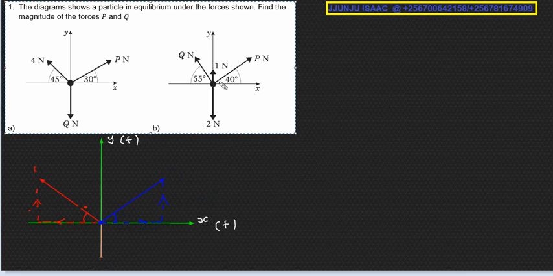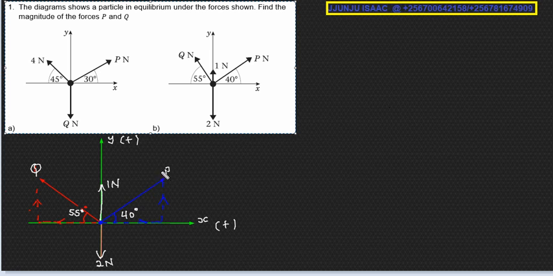Okay, now when you look at this diagram, we have a force of 1 Newton acting upward there. It is purely vertical. We have a force of 2 Newtons. We have this force at an angle of 40 degrees. We have this force Q at an angle of 55. So even here we have this force P. Now P should be resolved, and even Q should be resolved.